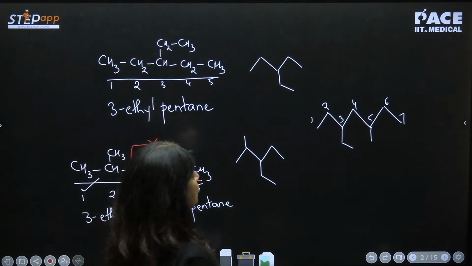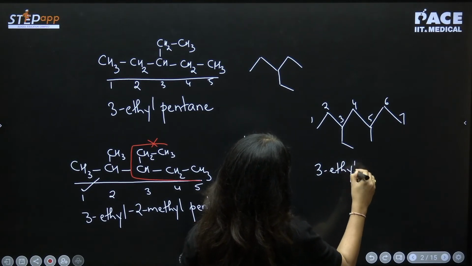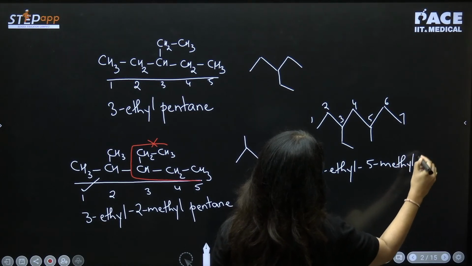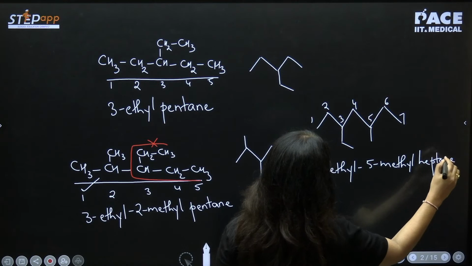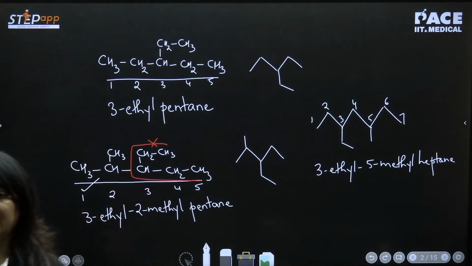So this compound is going to be named as 3-ethyl 5-methyl heptane. 3-ethyl 5-methyl heptane.